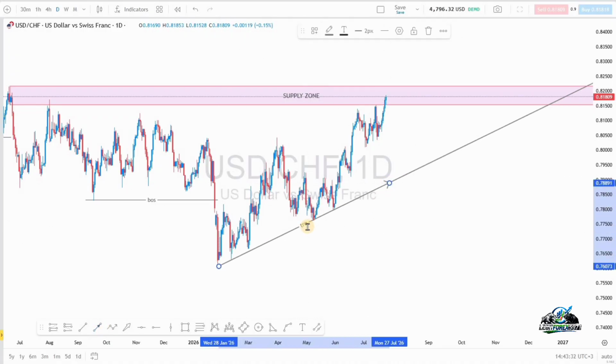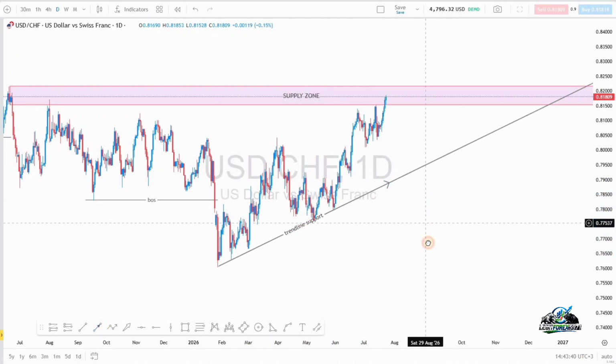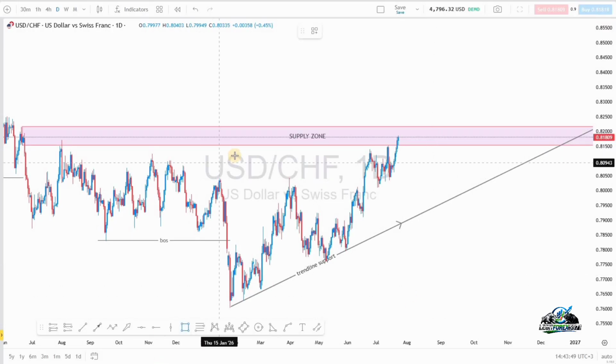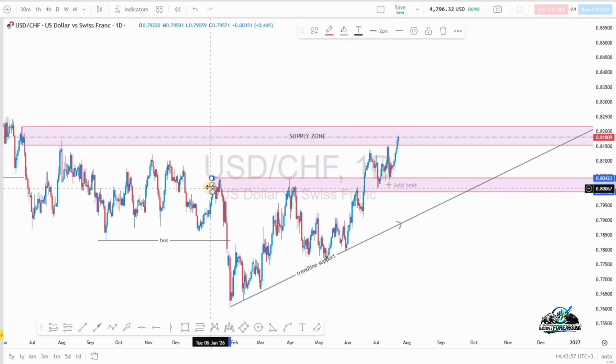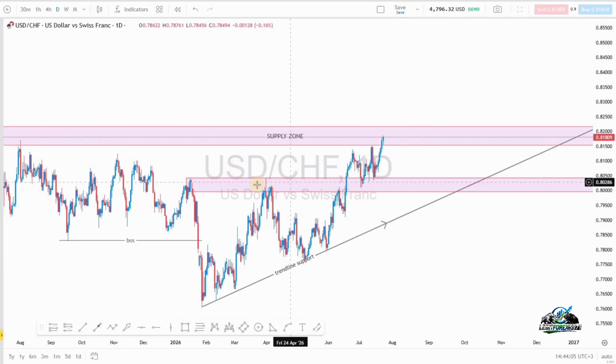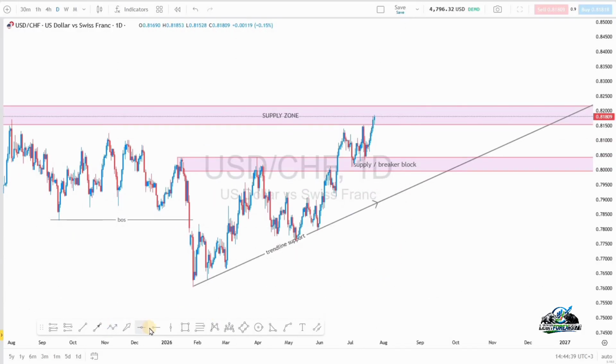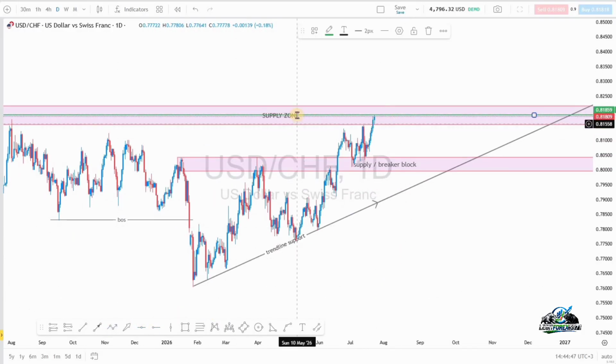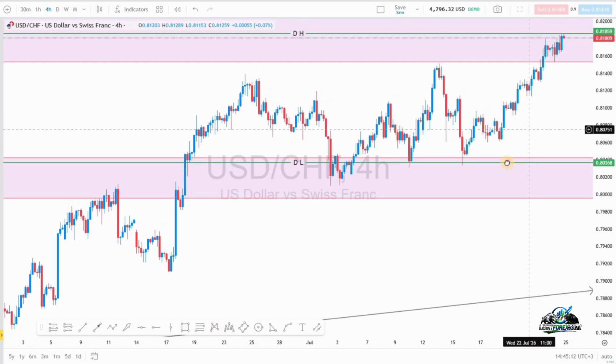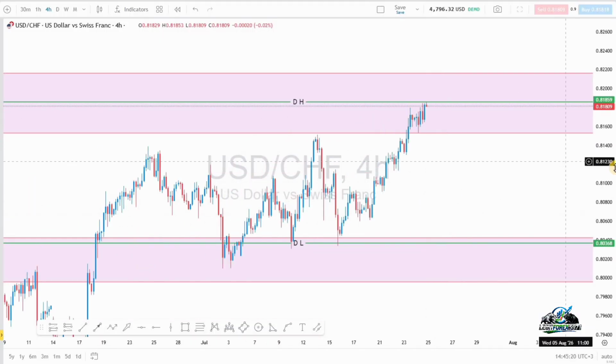So this is a trend line downside, because last week the market has been trading up. Okay, so this is a breaker block area where the market broke this level and later retested it. So you can call it a supply zone or a breaker block. Okay, so this is our daily high and this is our daily low. Let us zoom into the 4-hour time frame and see.